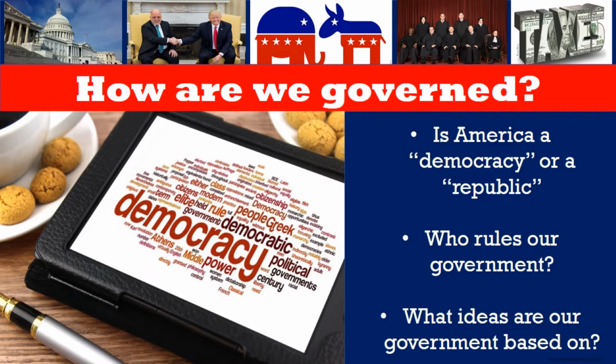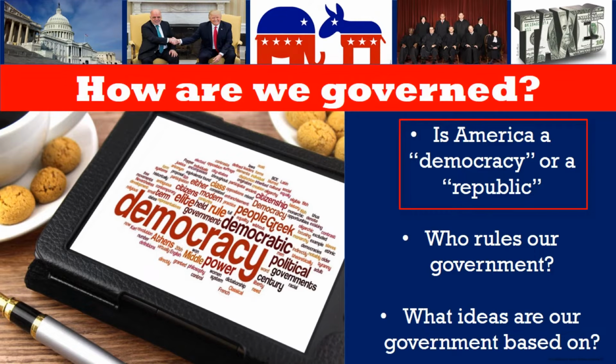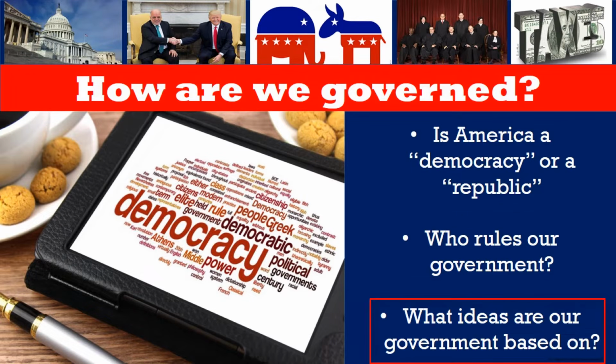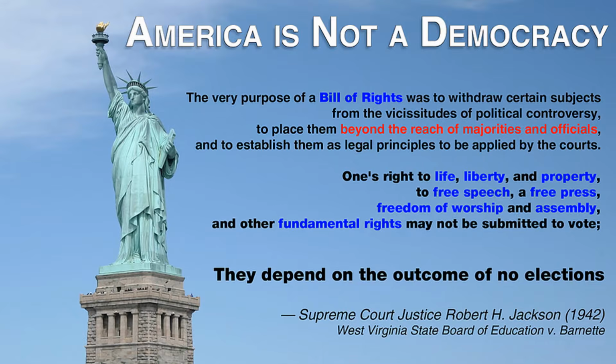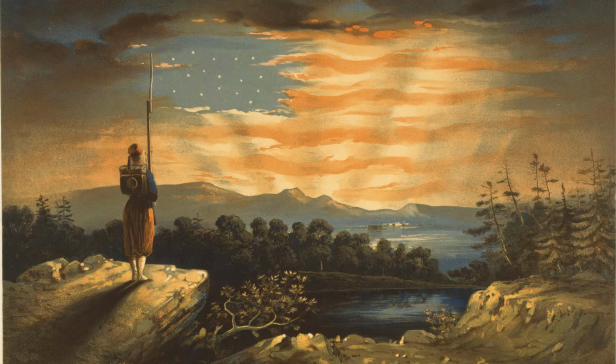So let's begin to look at how we are governed, and some questions that we will need to answer, which are whether the United States is a democracy or a republic, who rules our government, and what theories exist about how government operates. If you ask most Americans what type of government we have, most of them would say a democracy. Some, however, would disagree, saying that we have a republic, "and to the republic for which it stands." So which one is it? Well, technically we have both, but our definition of democracy has changed over the years.